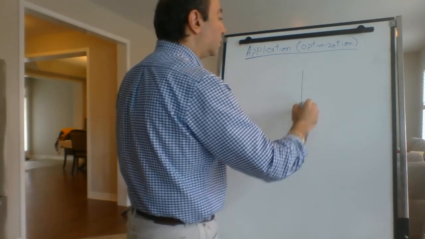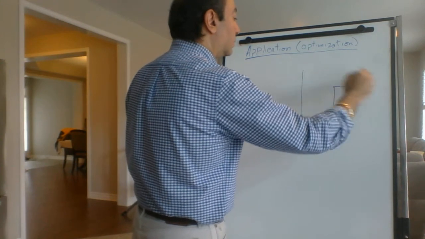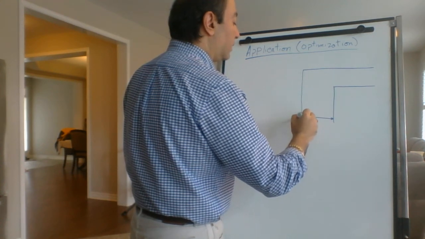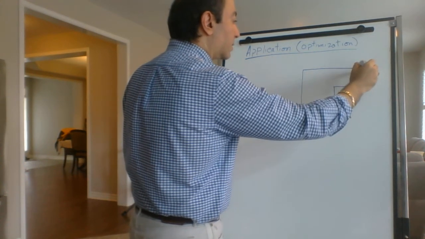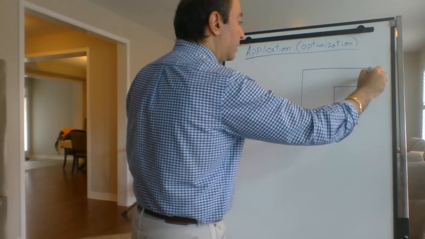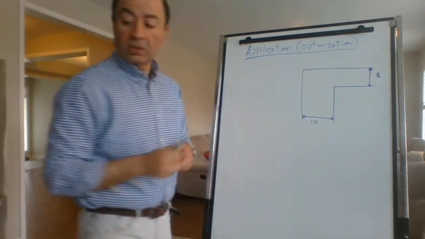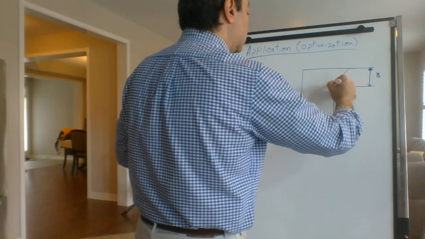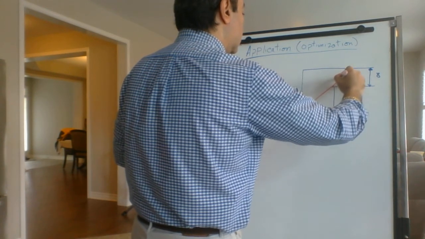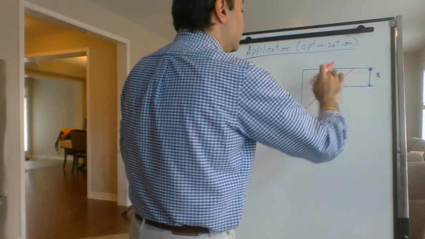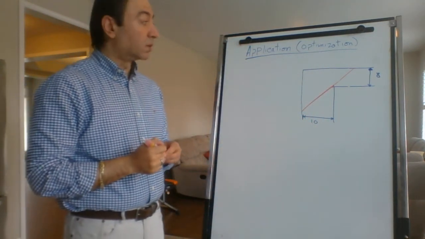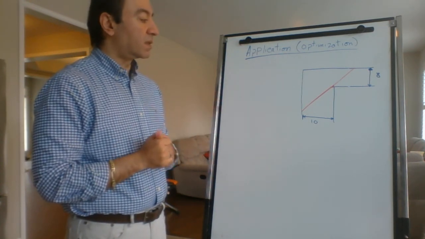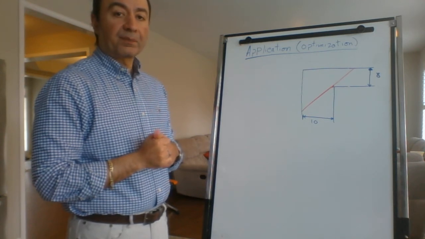We have a hallway. The width here is 10, then the right angle, and it becomes narrow, 8. We are going to put a pipe, and we need to find the longest pipe possible in this hallway, with these circumstances.